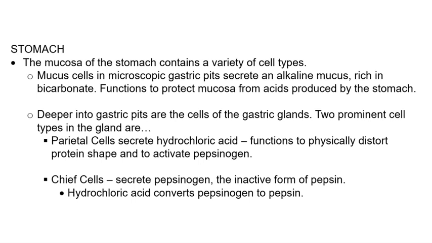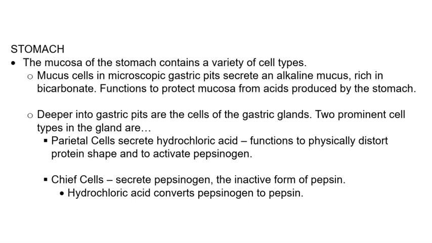The parietal cells secrete hydrochloric acid, which functions to physically distort the protein shape of the ingested food proteins, making it easier for enzymes to work on chemically digesting those proteins. And it also activates a substance called pepsinogen. The chief cells secrete pepsinogen, which is the inactive form of the enzyme called pepsin. The hydrochloric acid secreted by the parietal cells functions to convert pepsinogen into pepsin.